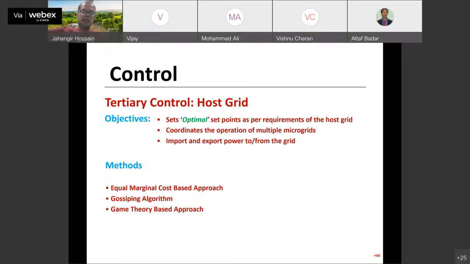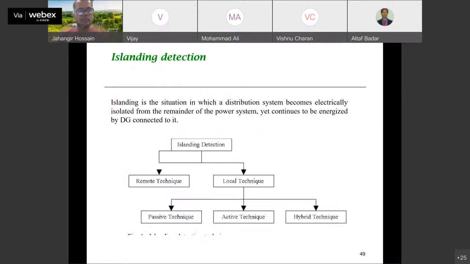Either energy sharing with the main grid, or when you have more than one microgrid and want to control power flow, then you need that tertiary control. And here these are some of the methods. This is just an example, but there are many other methods you'll also find in the literature.